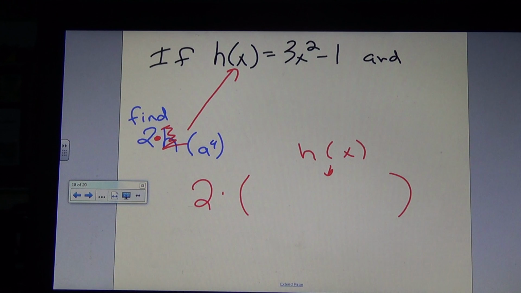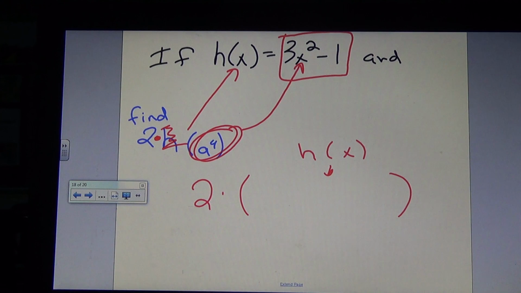Okay, so if you look up here, h of x is this function right here. But I'm not going to just write that function into my parentheses. I actually have to plug something in right here. So what am I going to do with this a to the 4th? I'm going to plug that in. So it's going to be 3, parenthesis, plug in my a to the 4th, and then you just keep writing that problem out.